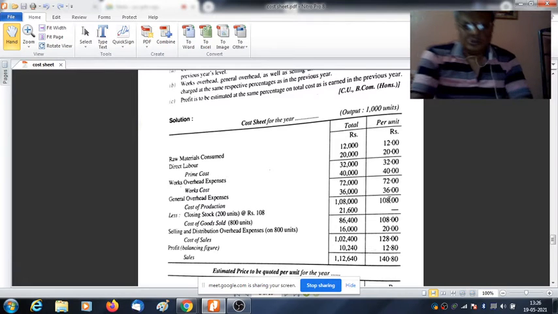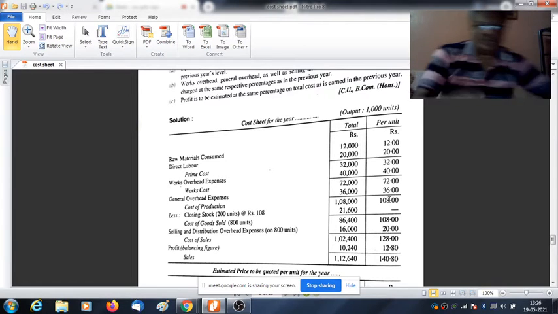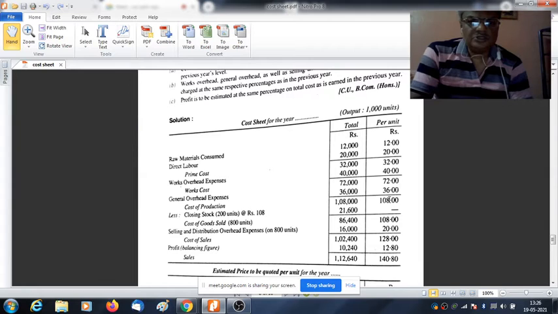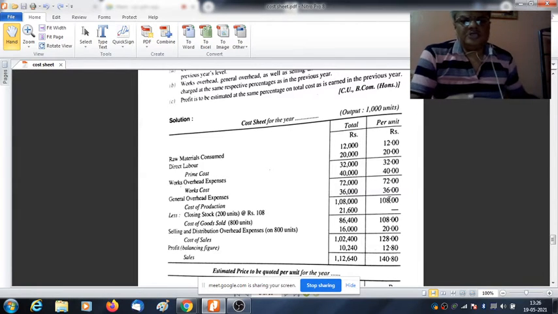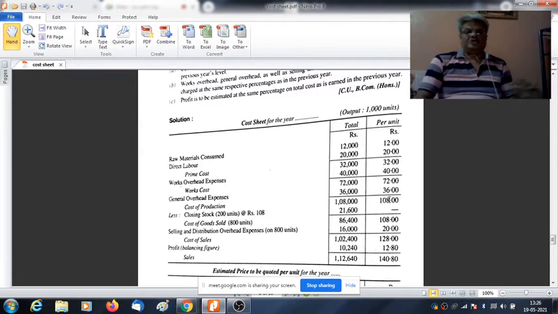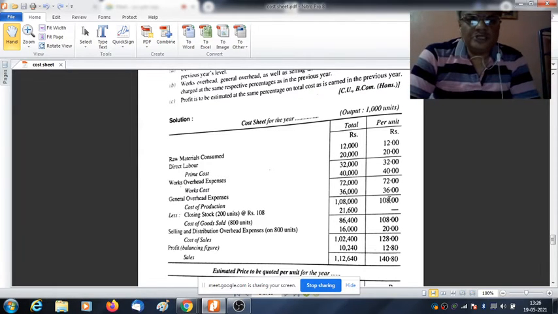The cost of production will be for 1000 units. Then we deduct the rest, the finished goods which are not sold. The production cost is given as 1,08,000 total value, and the units we know are 1000, so the cost of production divided by units will be 108 per unit. Up to this, I think there is no confusion.